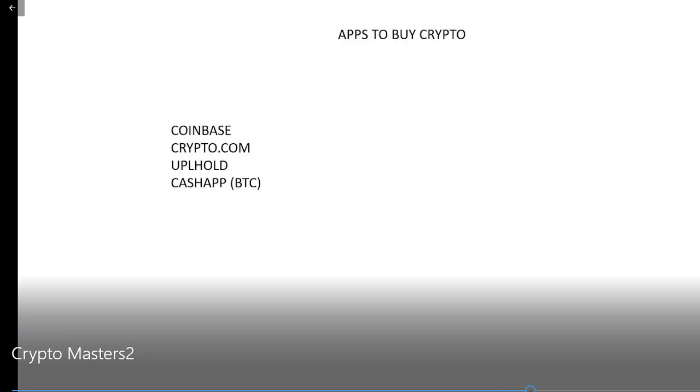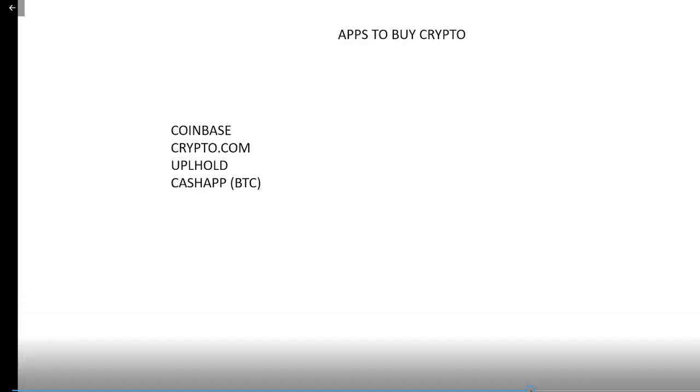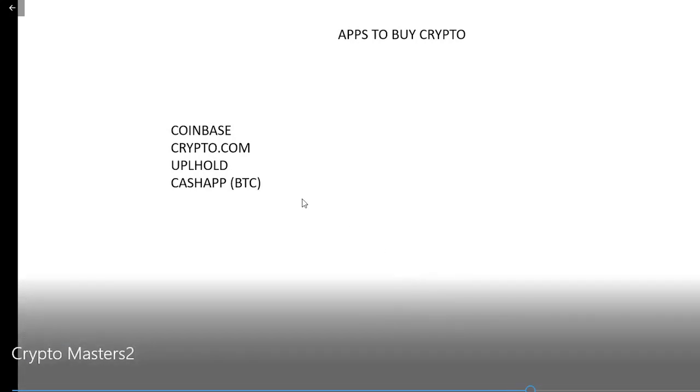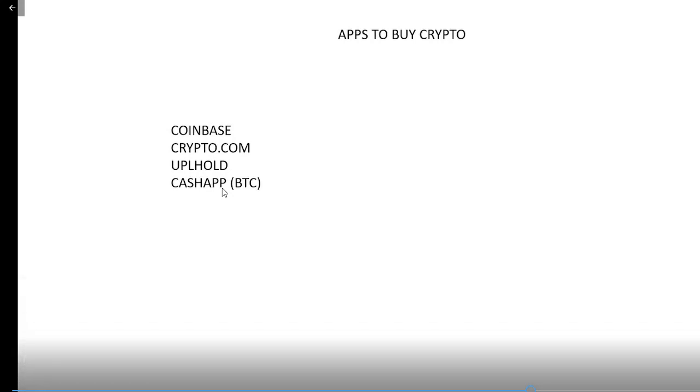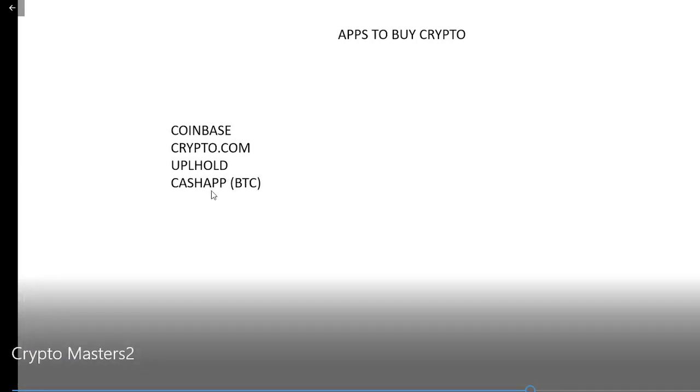All right. So where can you get crypto at? So there are a lot of places that you can get crypto, but depending on your region and jurisdiction, you may be limited to what you can do. Okay. So you can get Coinbase in the U.S., Crypto.com in the U.S., Uphold in the U.S., and on Cash App you can buy Bitcoin and Bitcoin only. Okay, not Bitcoin Cash, but just Bitcoin. So these are the places where you can get it in the U.S.